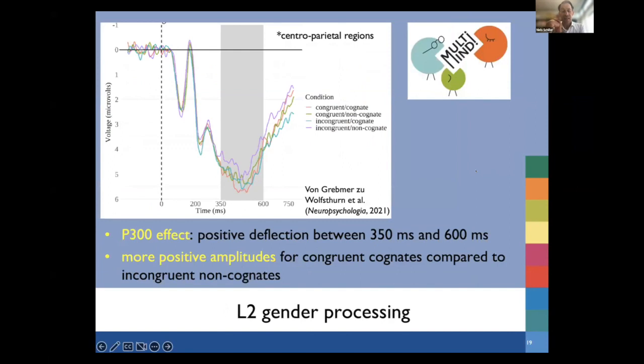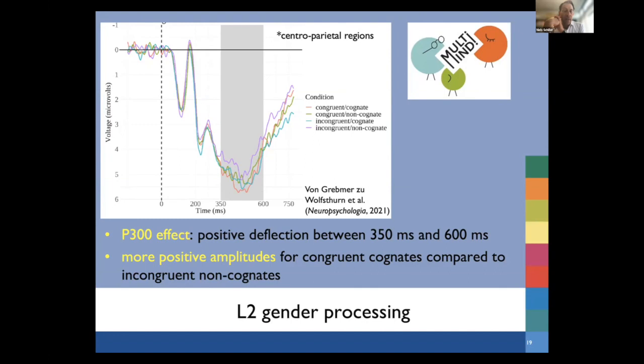What's also interesting is that Sarah found an effect on the P300, which is usually associated with cognitive inhibition. So the P300 effect was highest for the congruent cognate condition, that's the red condition, and lowest for the incongruent cognate condition. That's the pink line that you see here.